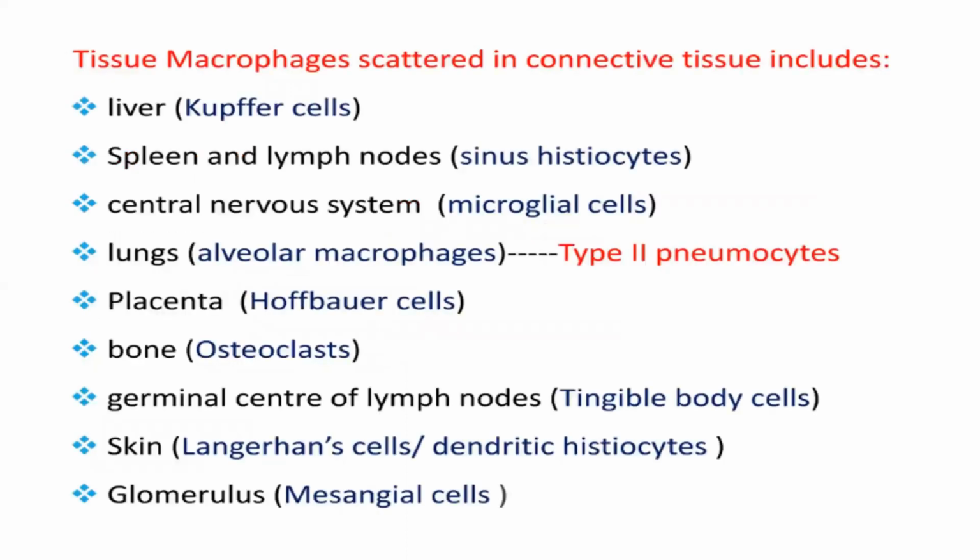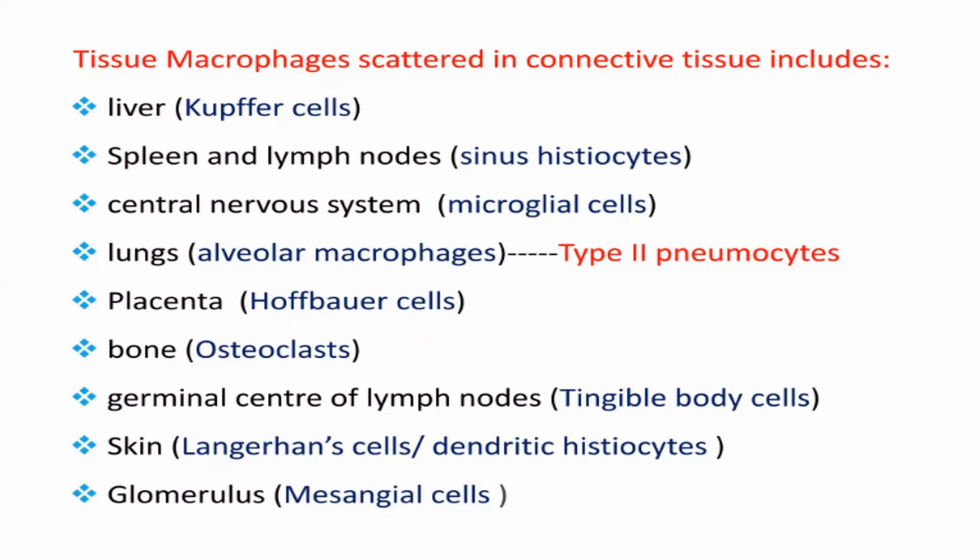What are the sources of tissue macrophages? In the liver, the macrophages are known as Kupffer cells. In the spleen and lymph nodes, macrophage cells are known as sinus histiocytes. In the central nervous system, microglial cells are the macrophages. In the lungs, alveolar macrophages are type 2 pneumocyte cells. In the placenta, Hofbauer cells are the macrophage cells.